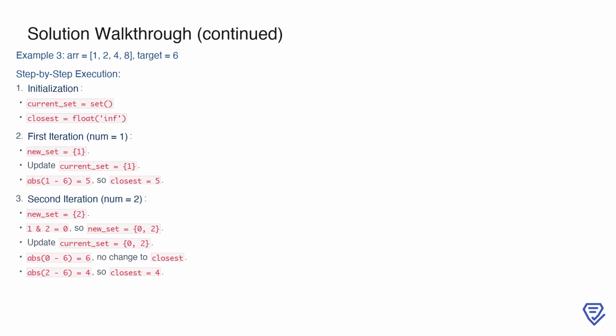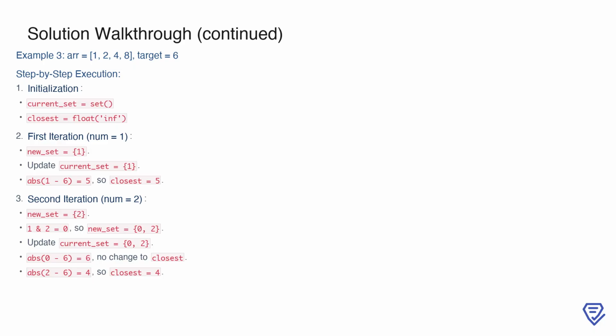For the third example, we have the array 1, 2, 4, 8, and target value 6. First, we initialize current_set as an empty set and closest as infinity. In the first iteration, we process the number 1. Starting with new_set = {1}, we update current_set to {1}. The absolute difference abs(1 - 6) equals 5, so we set closest to 5.